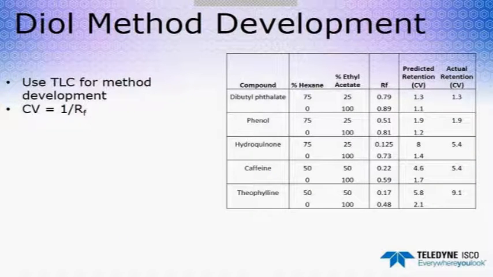Diol method development: you can use a TLC plate. We have matching TLC plates for method development. To get an estimate of where the compound elutes, 1 over the Rf tells you the column volume. By running a variety of compounds, we can predict the actual retention time, with the exception of some xanthine alkaloids. Theophylline eluted later, but it did elute from the diol column.